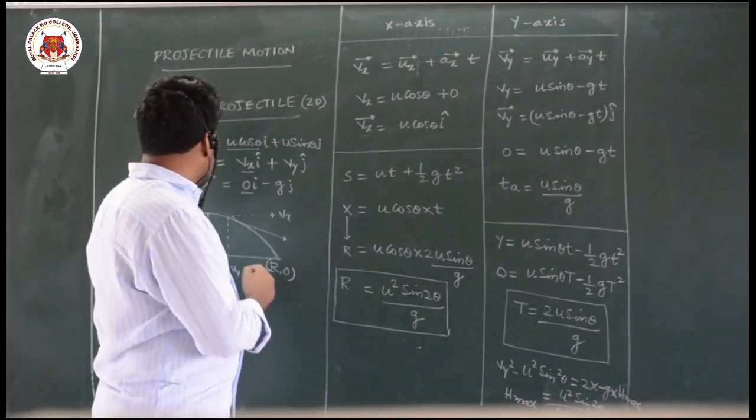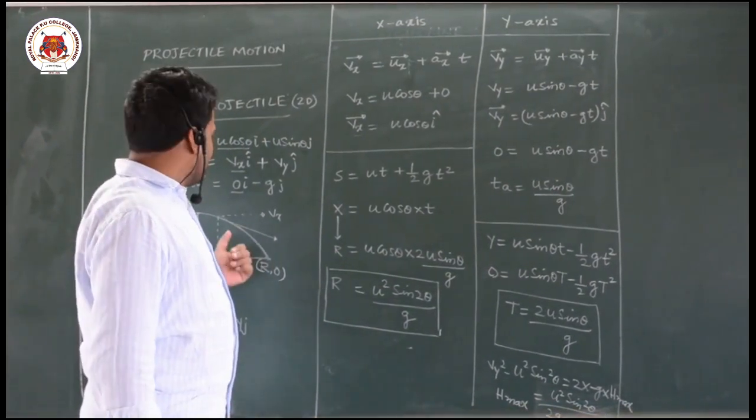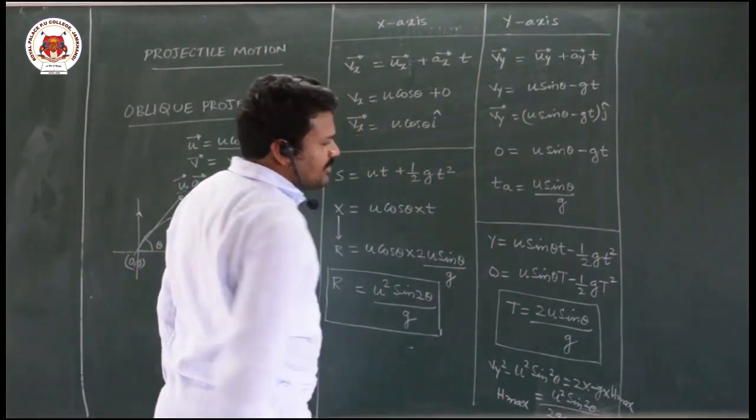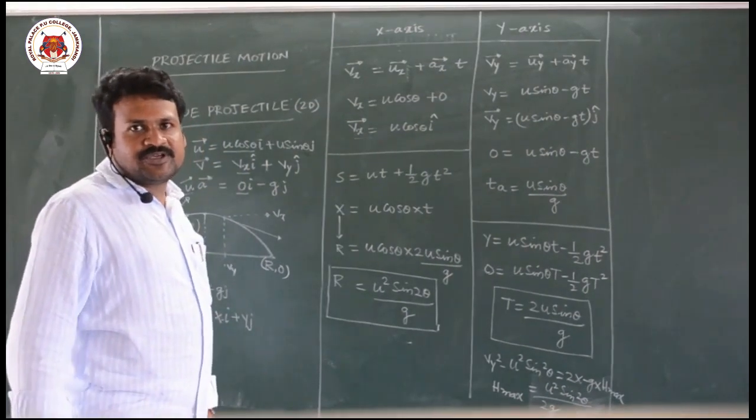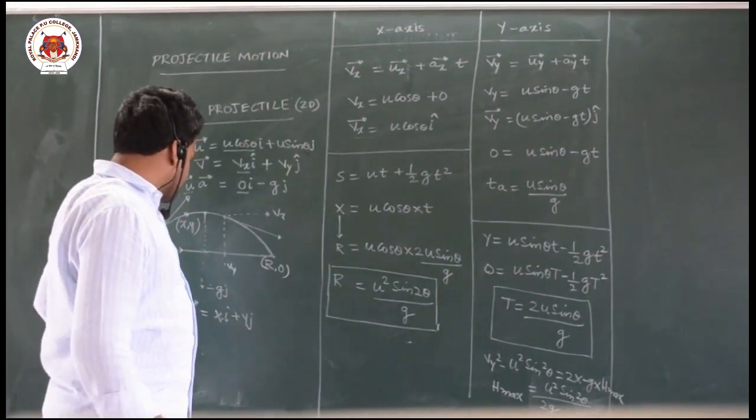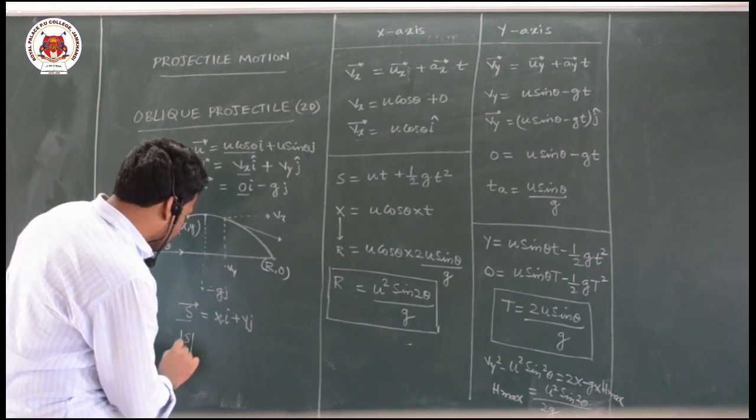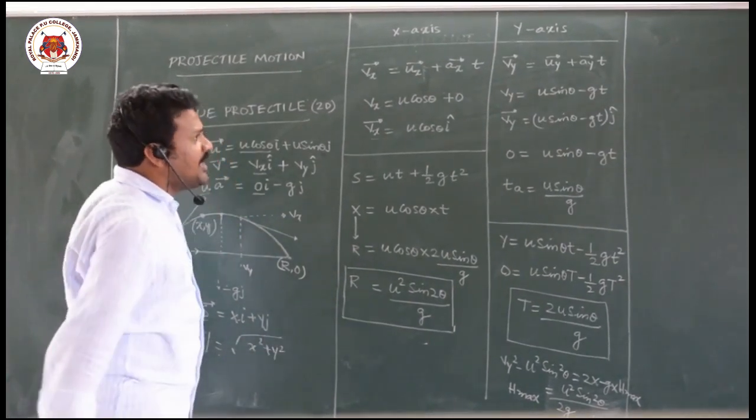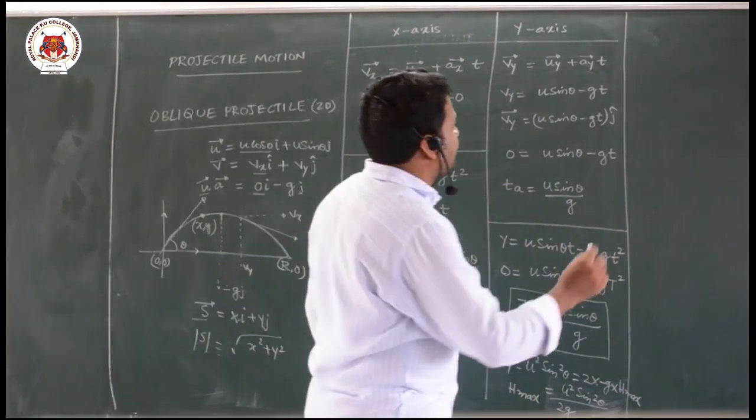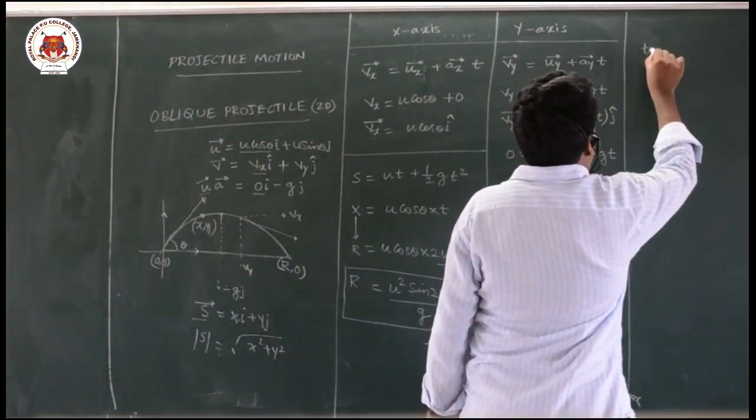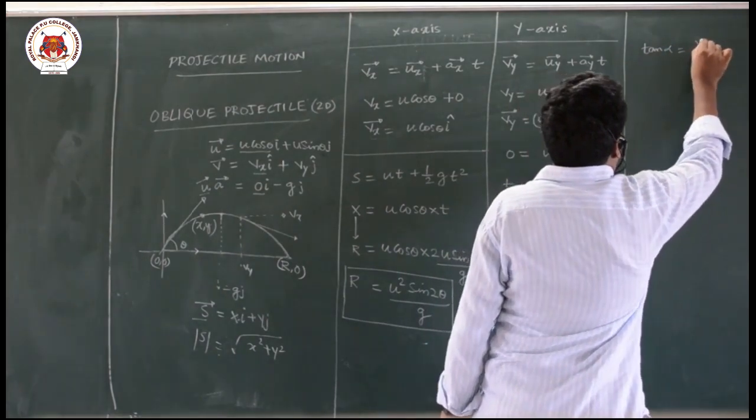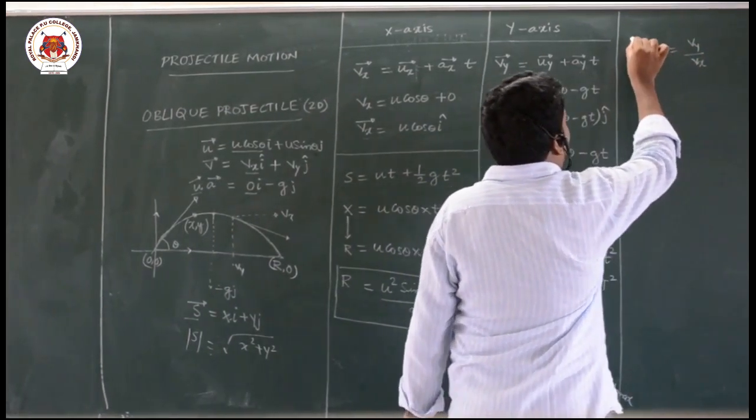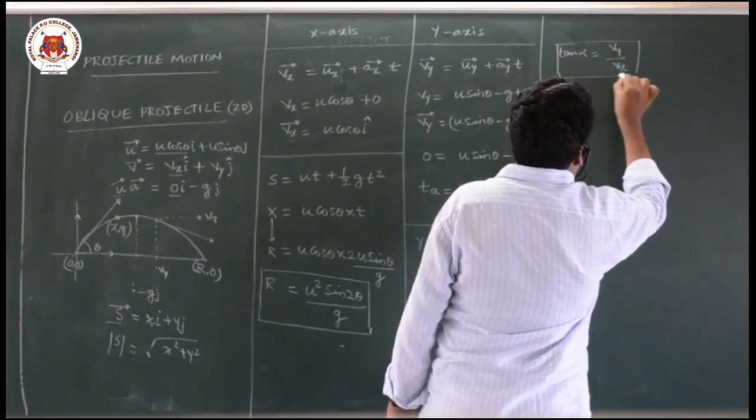Suppose they ask what is the displacement of that particle after 2 seconds. It means you have to find x, you have to find y, then root of x square plus y square is the magnitude of this vector. If I want the angle made, tan alpha is equal to the y component by the x component, vy by vx. This is the angle made by the projectile after some time.